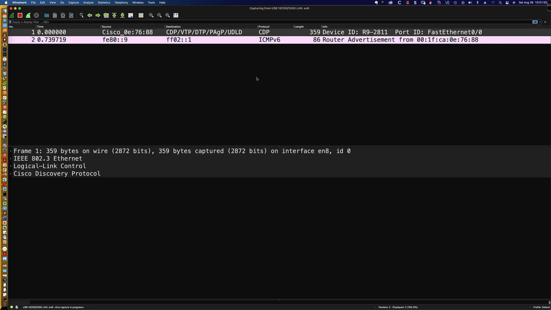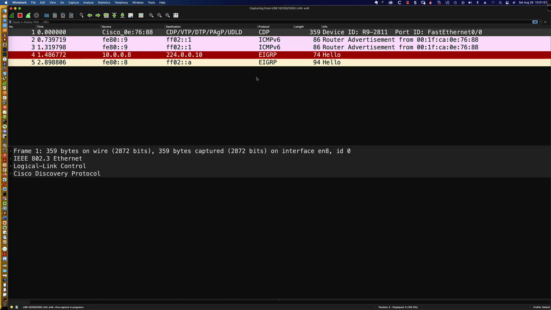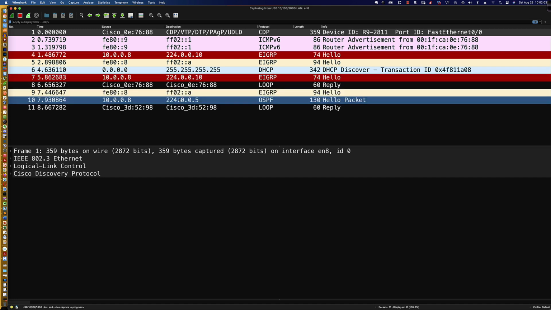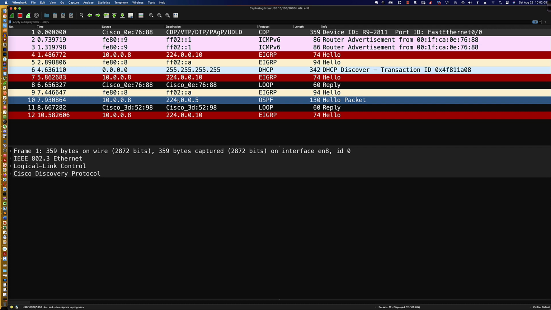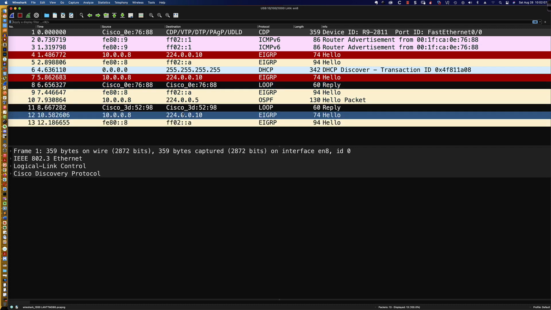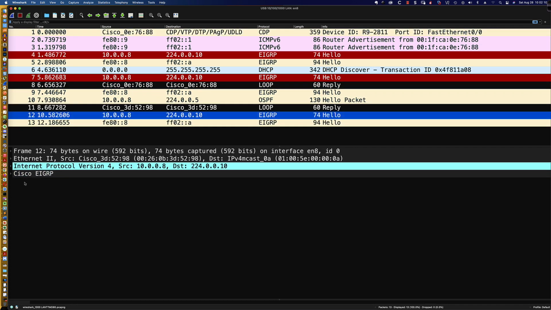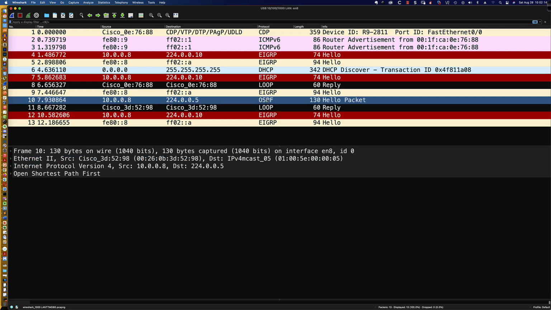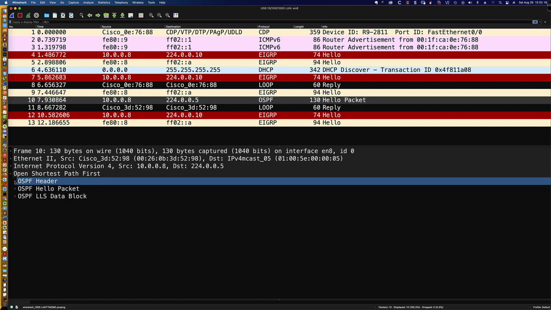And we should actually see right now on router 8, every 10 seconds, there it is. There's the hello packet. So let's stop the capture and let's look at this hello packet. Let's take a look at that hello packet. Let's look at the OSPF. Let's look at the header.